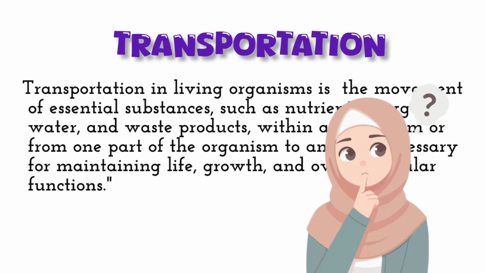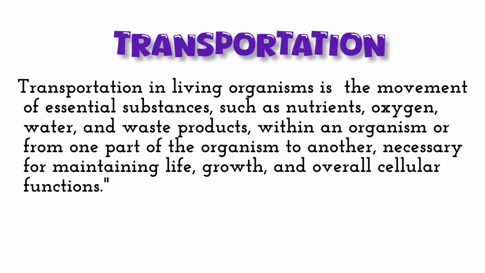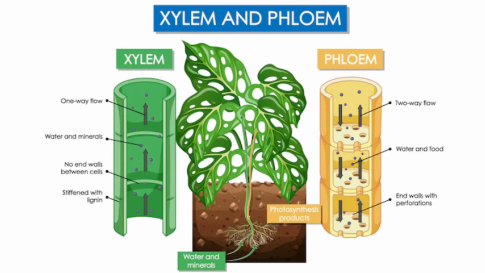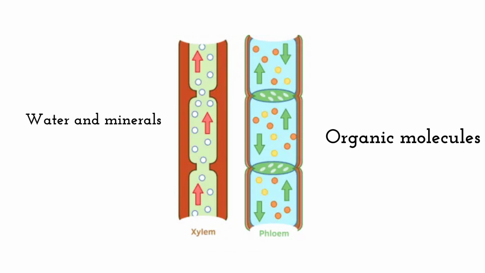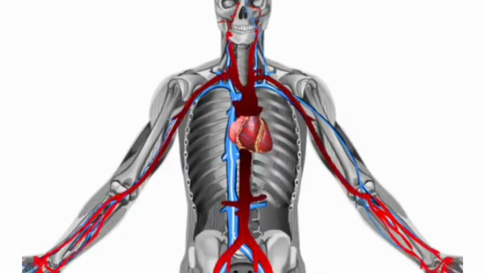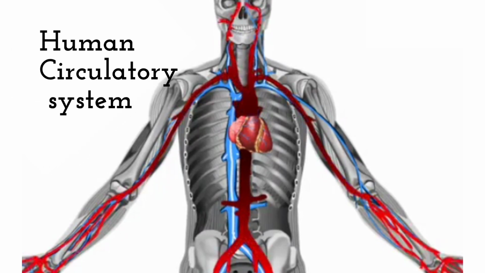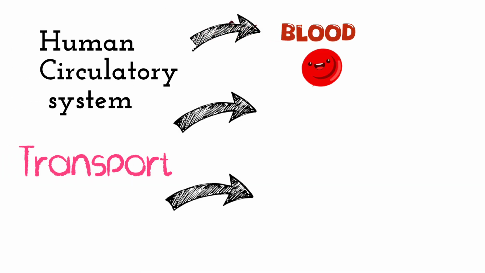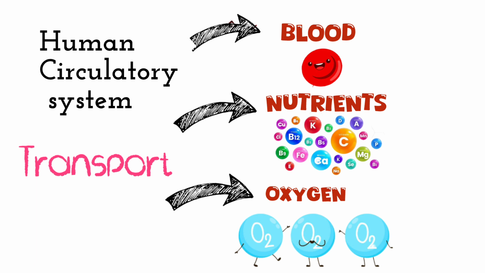Hey everyone, today we are going to explore the fascinating world of transportation in living organisms. You see, plants have an incredible system to transport water, minerals, and sugar throughout their structure using xylem and phloem tissues. Similarly, humans have a complex circulatory system that transports blood, nutrients, and oxygen to various parts of the body.